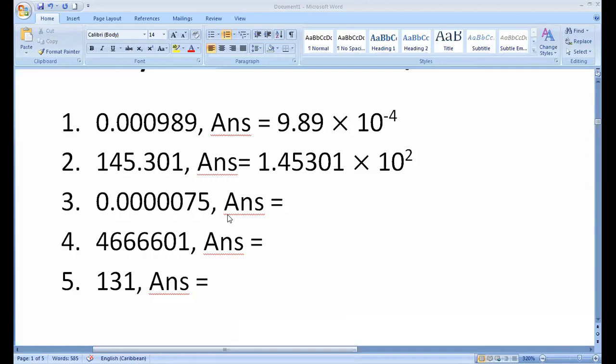Ms. Plummer, you want to answer question number 3 for us? All right, not getting a response. Novia? Yes, sir. You want to try number 3? I have 7.5 times 10 to the negative 6. All right, so you have 7.5 times 10 to negative 6. Let me just write that down.